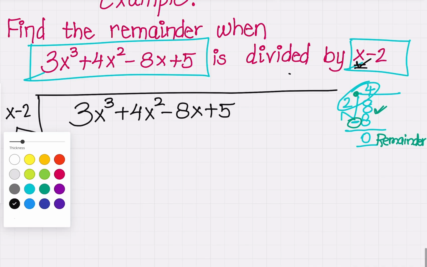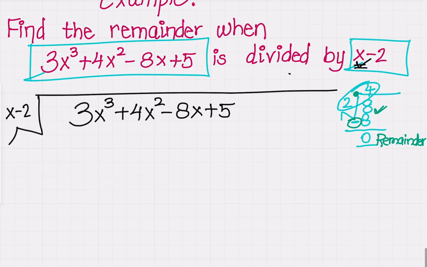So in order to do that, I'm going to choose this first term here, which is x. I need to think about what I multiply this x by to get 3x cubed. I hope you can agree with me that if I multiply this x by 3x squared, I will get 3x cubed, correct?